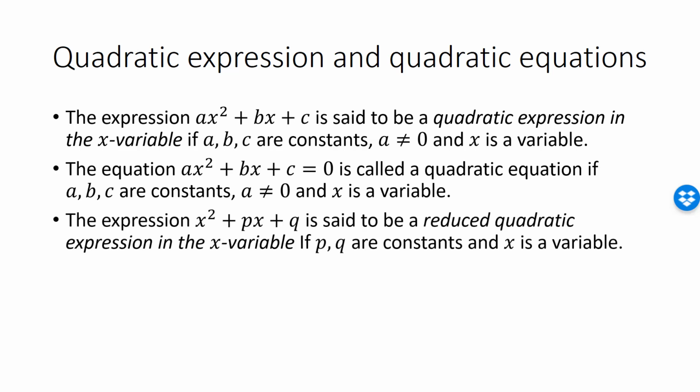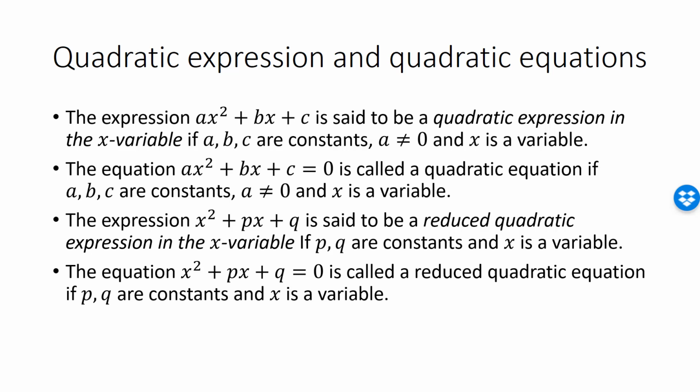The expression x squared plus px plus q, where we have only one x squared term, is typically called a reduced quadratic expression, and the equation is called a reduced quadratic equation. We say that an equation is nonlinear if either side is a nonlinear expression.